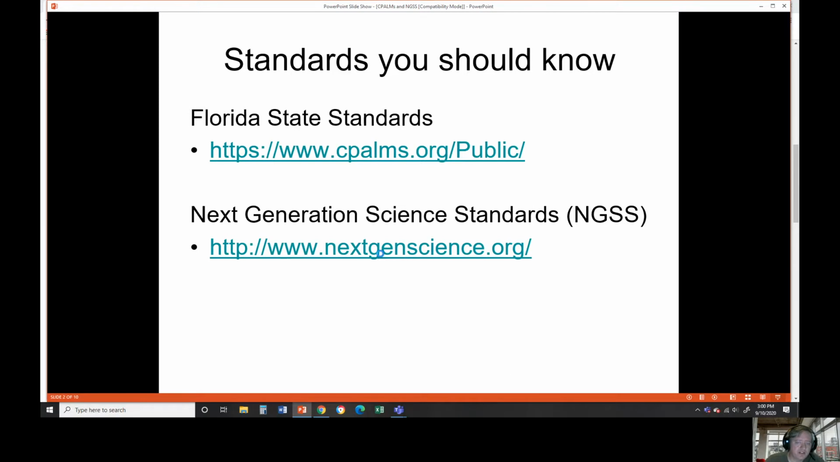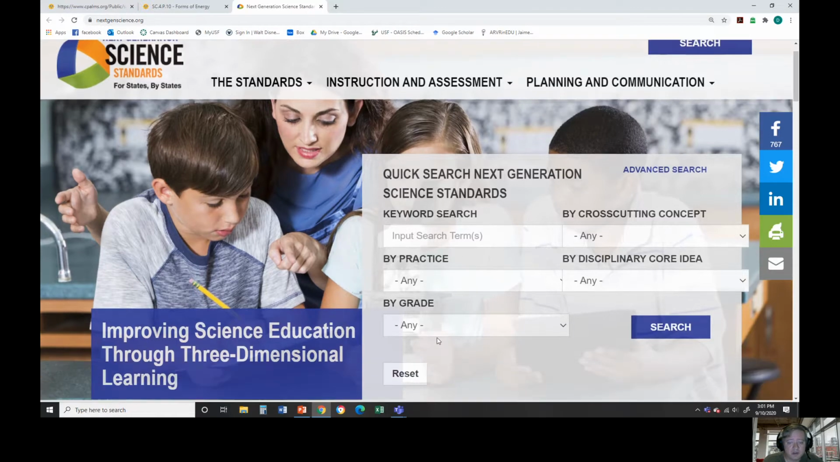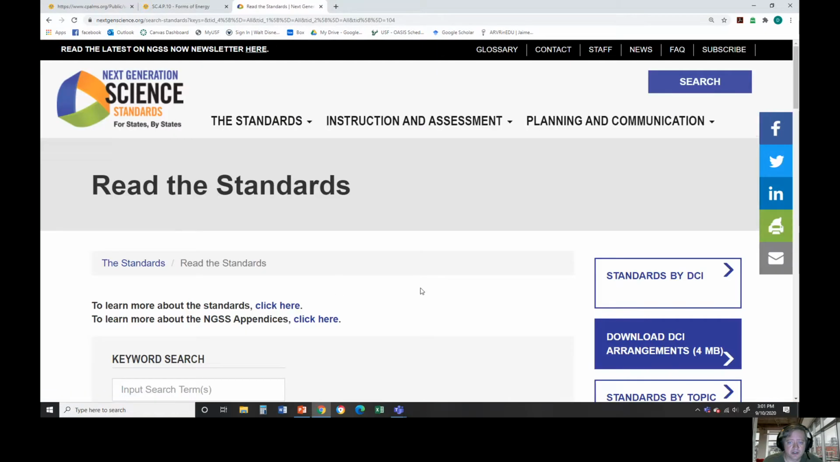Now, the other set of standards I want to talk about is what I call the Next Generation Science Standards. You see the hashtag for states by states. This was developed by multiple states across the United States, and multiple states also implement them, not necessarily the ones that created them. Unfortunately, Florida is not using the NGSS, but I still feel it's incredibly important for you to know what they are. So let's stick with 4th grade. I'm going to search for 4th grade.